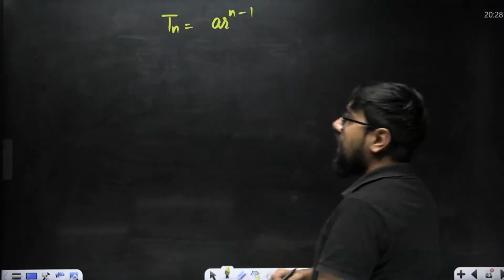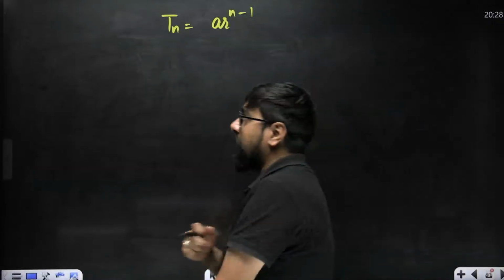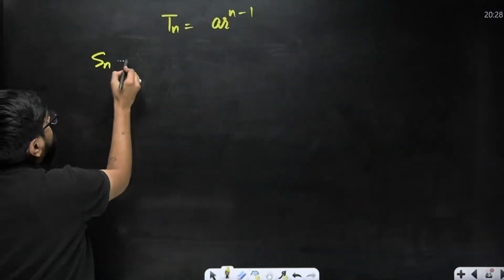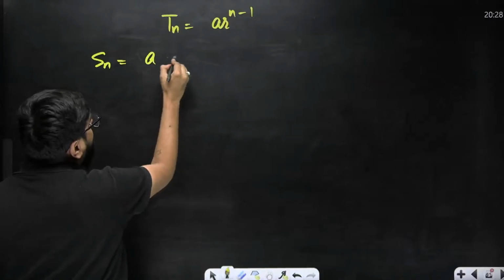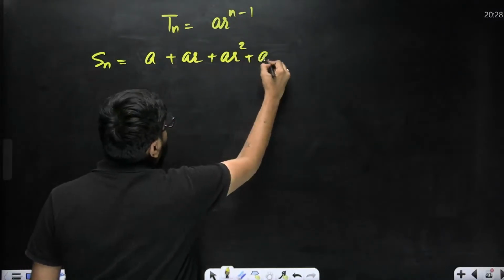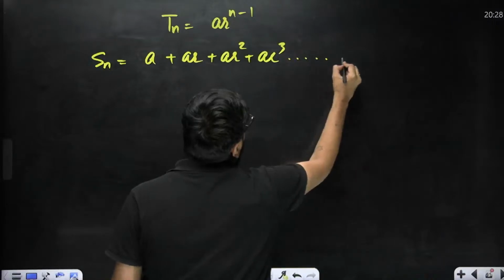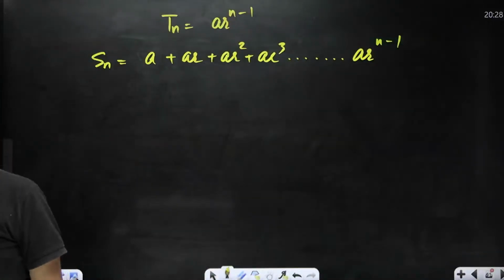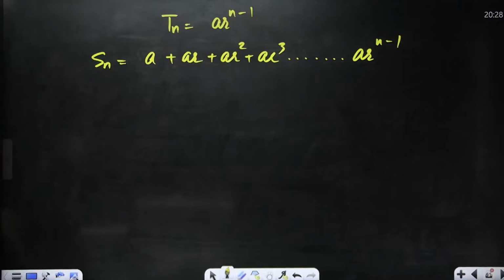Okay, now what about the sum of terms? The second question that comes up is, what about the sum of terms? So we'll try to realize how we'll find the sum of n terms: A plus AR plus AR square plus AR cube till AR to the power n minus 1.